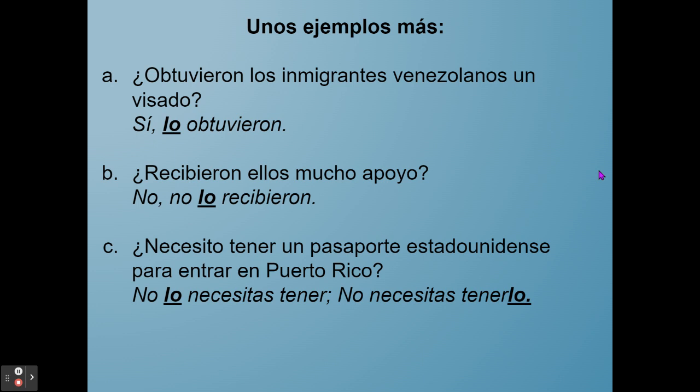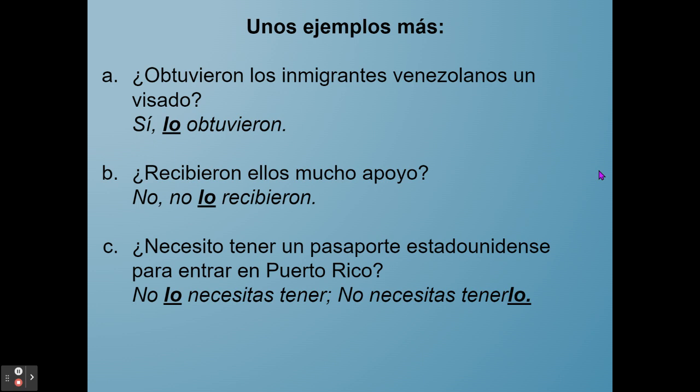For B, ¿recibieron ellos mucho apoyo? Mucho apoyo, a lot of support, being the direct object in the question. No, no lo recibieron. No, they did not receive it. Lo, once again, being your direct object pronoun, replacing mucho apoyo.